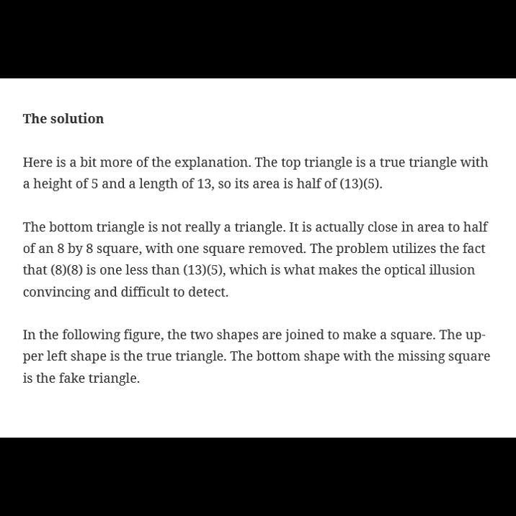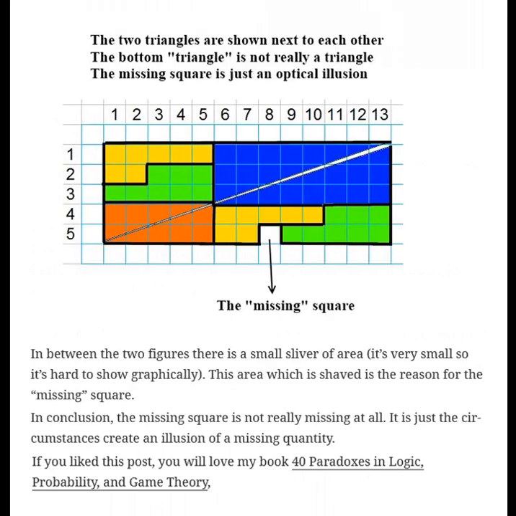In the following figure, the two shapes are joined to make a square. The upper left shape is a true triangle. The bottom shape with the missing square is a fake triangle. The two triangles are shown next to each other. The bottom triangle is not really a triangle. The missing square is just an optical illusion.